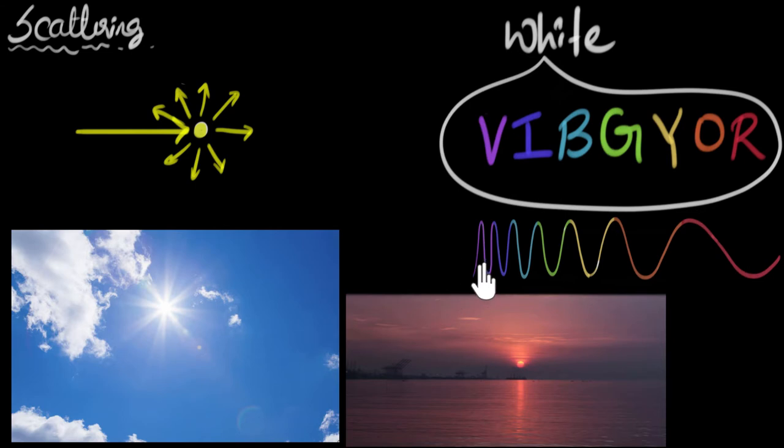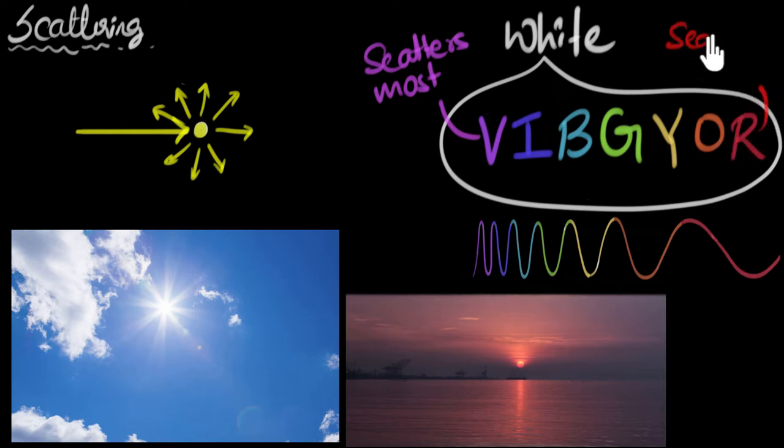Okay, we're not going to see why that happens. As I said, that's a little difficult. Or that's not a little, that's actually pretty complicated. But it turns out that the shorter wavelength, which we see as violet, so let's write that down somewhere over here, this shorter wavelength scatters the most, and the longer red wavelength scatters least.